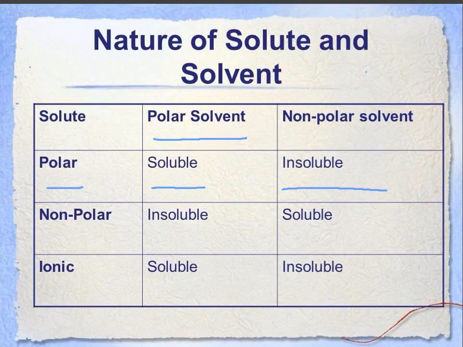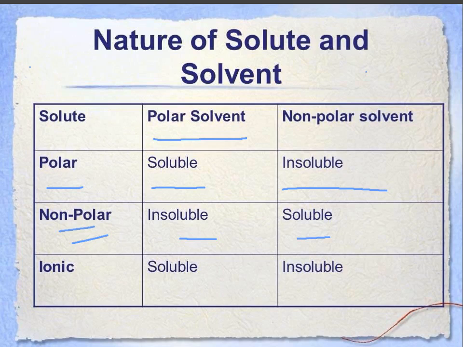What about the case of a non-polar solute and a polar solvent? For example, we have oil and water. A non-polar solute, which is oil, will not dissolve in water, so it is insoluble. But for a non-polar solvent, for example kerosene, oil is dissolved in kerosene. Okay, so that's non-polar to polar and non-polar to non-polar.